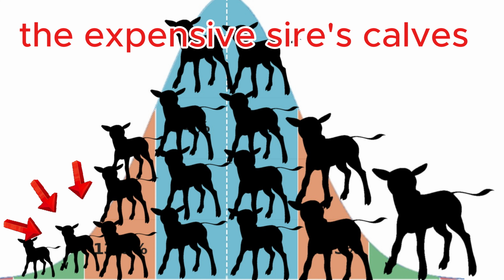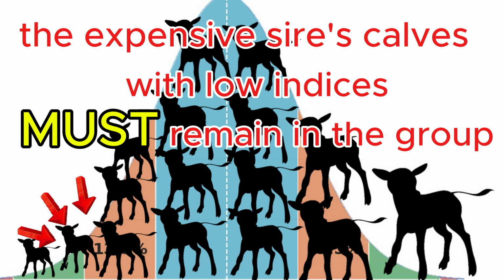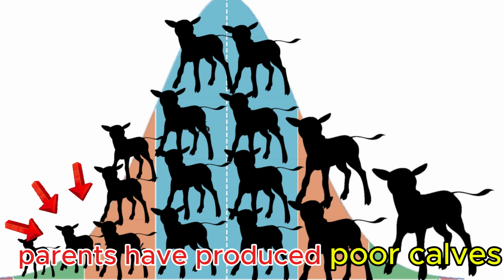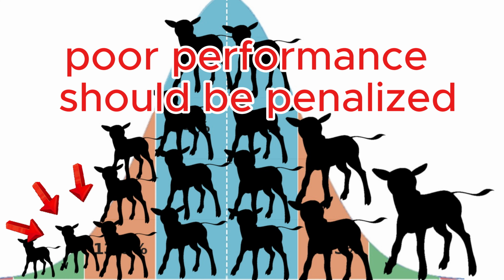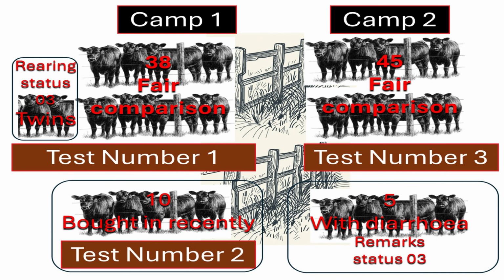The expensive sire's calves with low indices should remain in the group, as their parents have produced calves with poor performance and should be penalized. The result of this is that the herd is divided correctly into the 3 following contemporary groups.